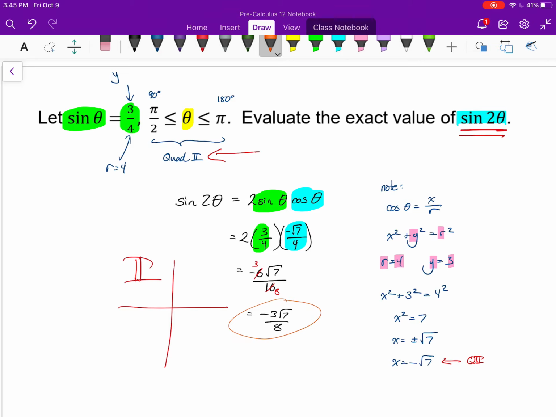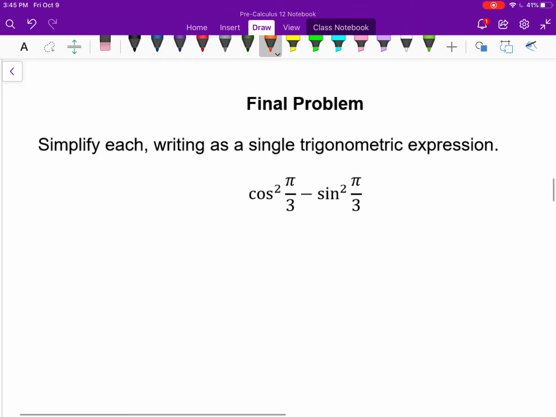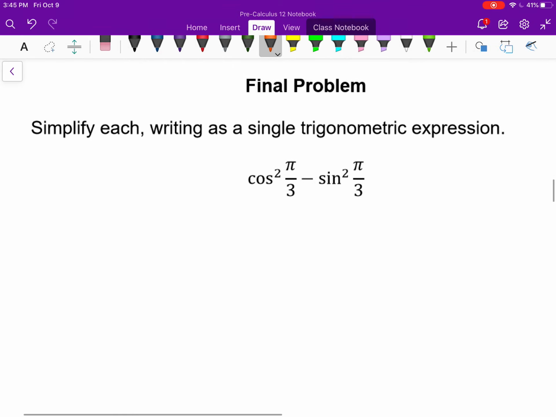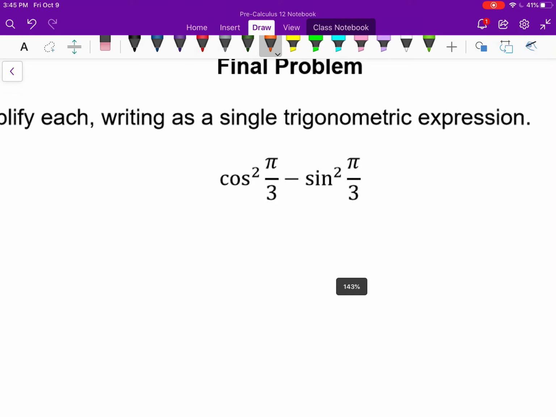All right, all I've left is a final problem. Again, I don't need a lot of notes on these things. Really, we're just introducing these last identities. So what I want to do here is simplify. I have 3 questions here. Simplify each, writing it as a single trigonometric equation, and somehow using an identity.